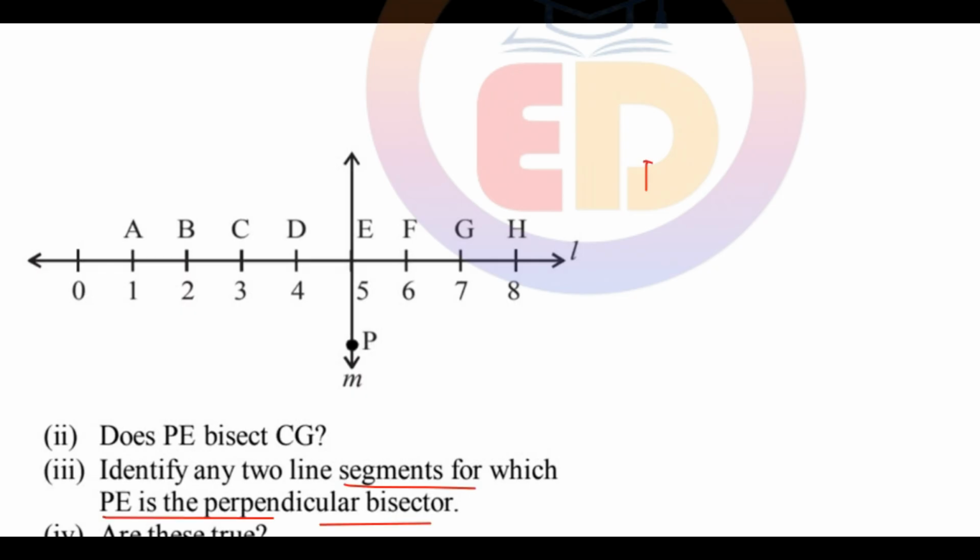What is the perpendicular bisector? Perpendicular means it will cross the line segment, or it will meet the line segment at a 90 degree angle, and bisector means it will divide the line segment into 2 equal parts.